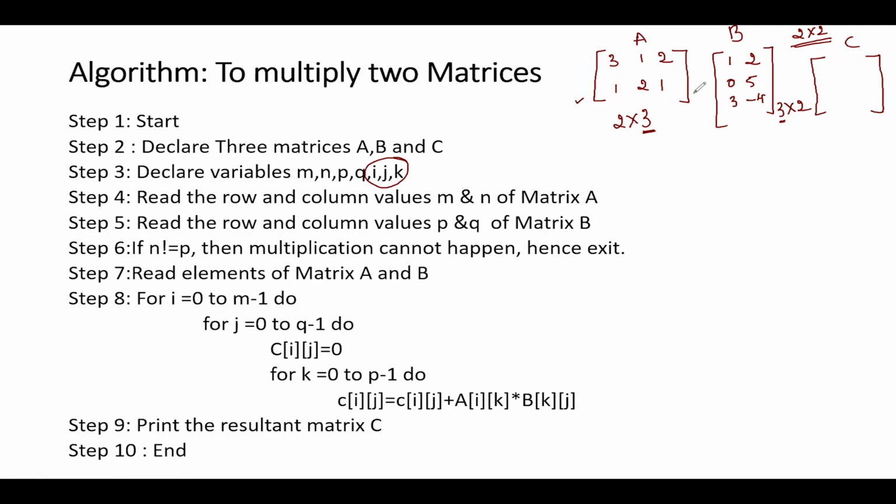So once we have read everything, now we will start with the multiplication. If N is not equal to P, that is, if these two values are not matching, then it is not compatible, then multiplication cannot happen. This we need to check in the initial stage itself. Because if it is not matching, then we are not going to go ahead and perform the multiplication. Next, we will read the elements of matrix A and B. After that, here, this is the core code for performing the multiplication.